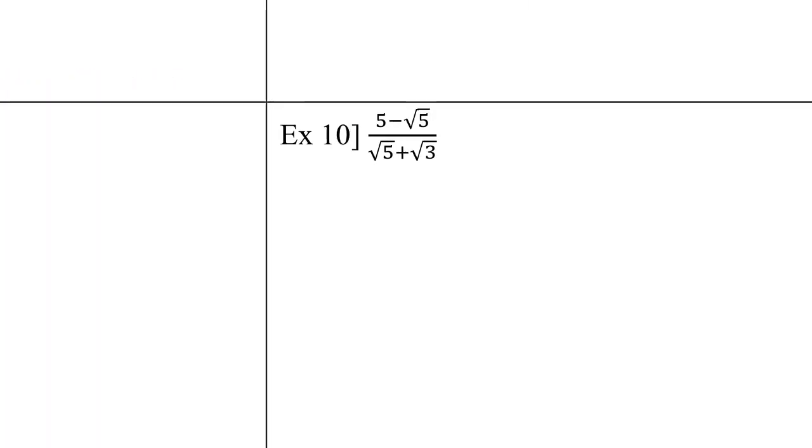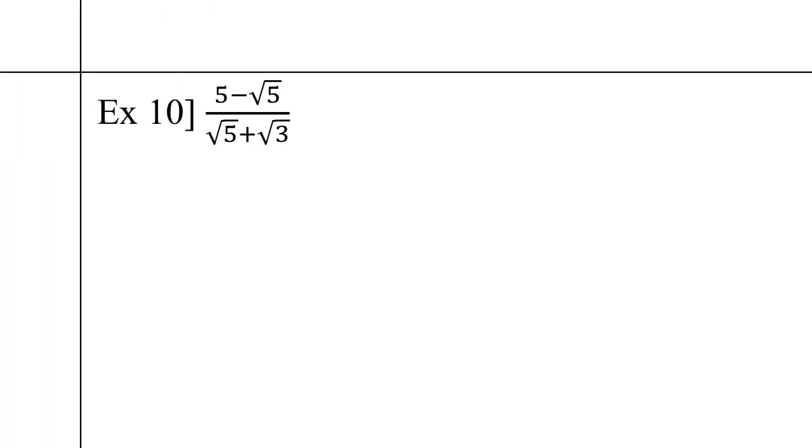And final example. 5 minus the square root of 5 over the square root of 5 plus the square root of 3. Now there are two radicals in the denominator combined by an addition sign, so we still have to think about a conjugate. The conjugate is always the same expression with the opposite sign in the center, even if there are two radicals. So my conjugate for this example will be the square root of 5 minus the square root of 3. Same expression, opposite sign. We're going to multiply that by the numerator and the denominator.